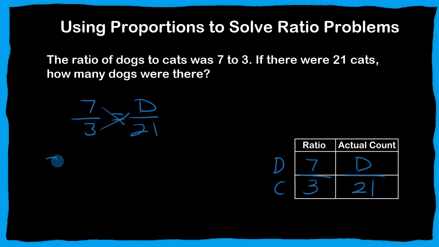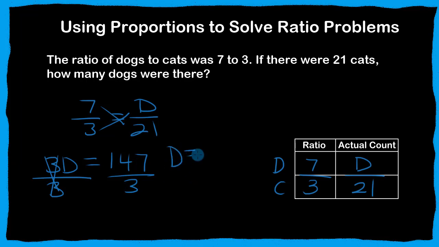We've got 3D equals 7 times 21, which is 147. Missing factor problem, so we're going to divide both of these by 3. And 147 divided by 3 is our answer. That's going to be 49. So D equals 49. So we've got 49 dogs and 21 cats.